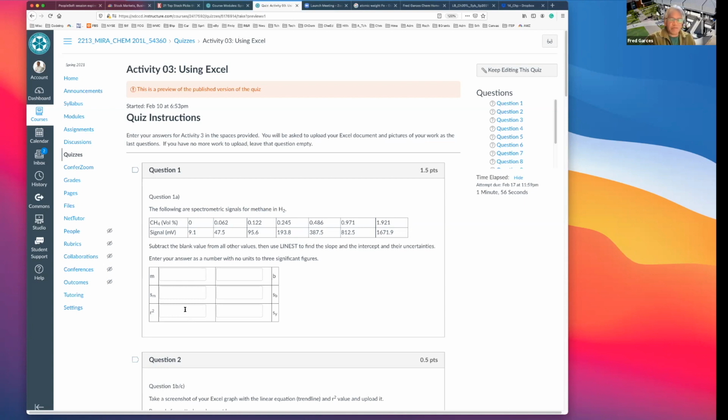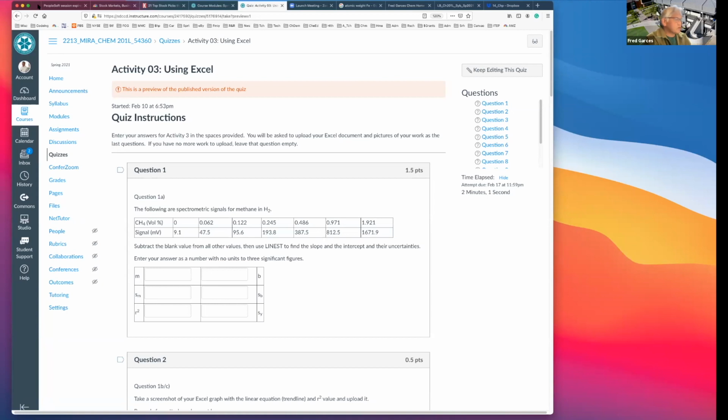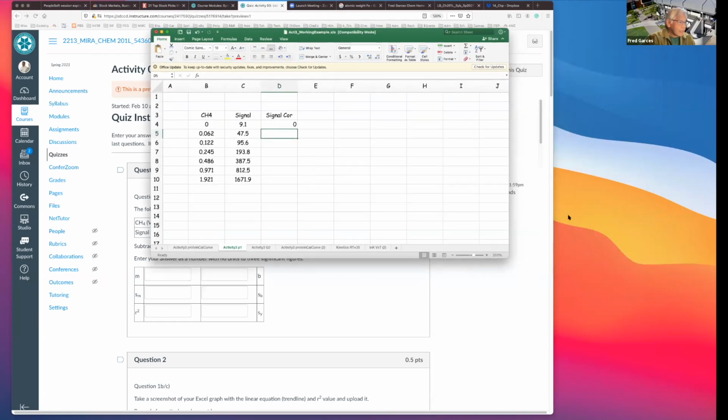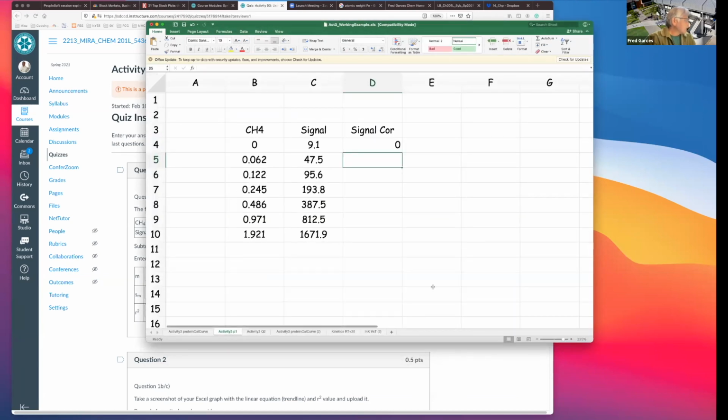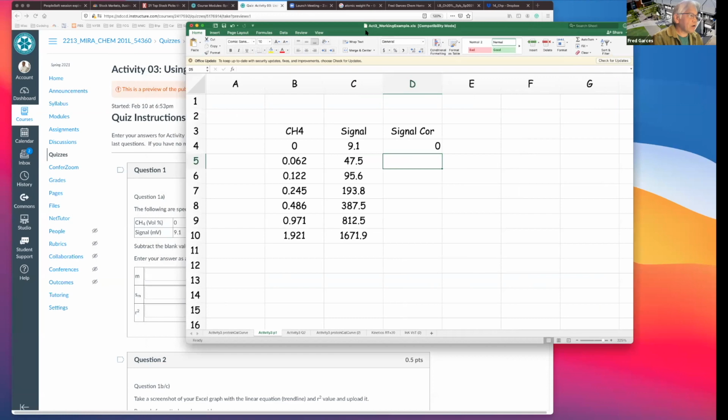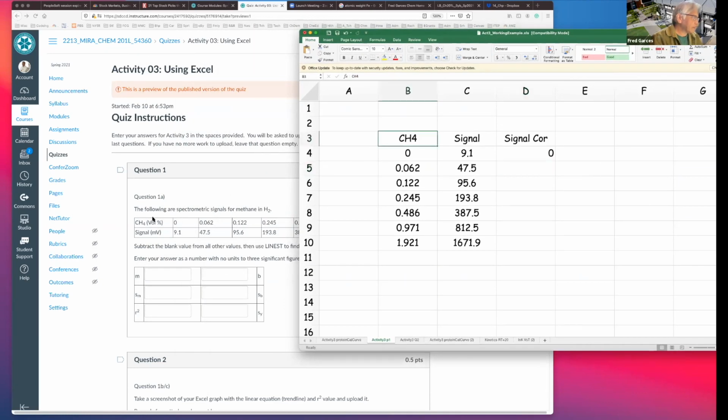If you have Excel on your computer, you could probably multitask because you could see the Zoom session and then open up Excel as well. I'm going to bring Excel to the desktop so that you guys can see what's going on. I will try to go slow so that you can see my cursor. What I did on this table was I simply put CH4 and signal, and then I put in the values.